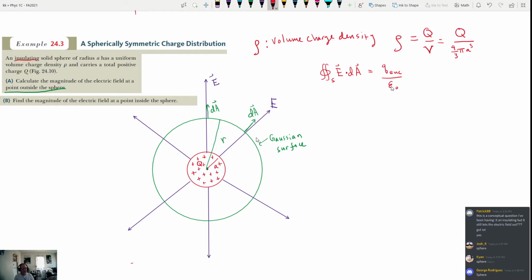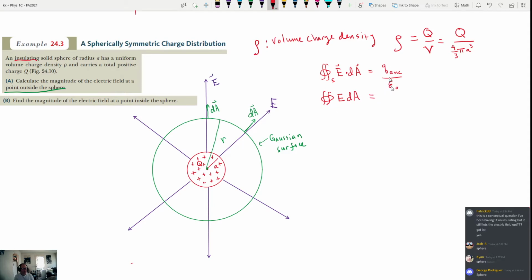So on the left-hand side of my equation, I can say that E dot dA can be simplified. This is where I'm going to start skipping steps as I do this. I know that the angle between E and dA is 0, which means E dot dA is going to be E dA cosine 0, or simplifying that further, just E times dA. You can go from here to here because the angle between E and dA is 0.